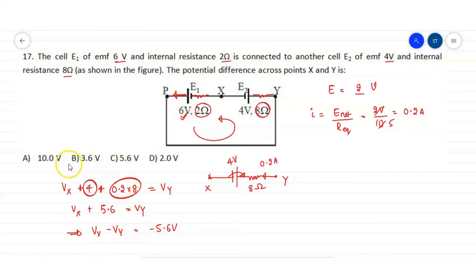We are talking only about the absolute terms here. We want just the magnitude here. So the magnitude of this will be 5.6 volts. So option C will be the correct option for the given question.